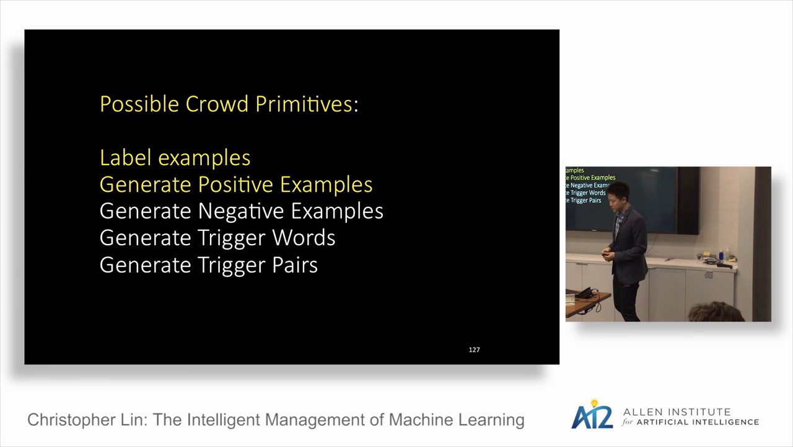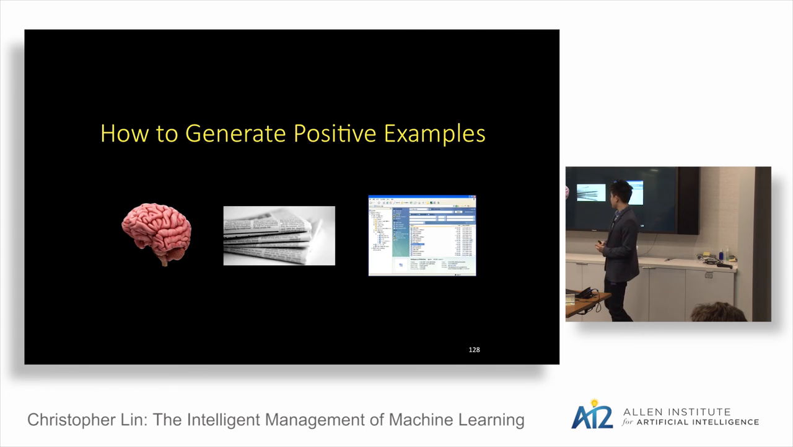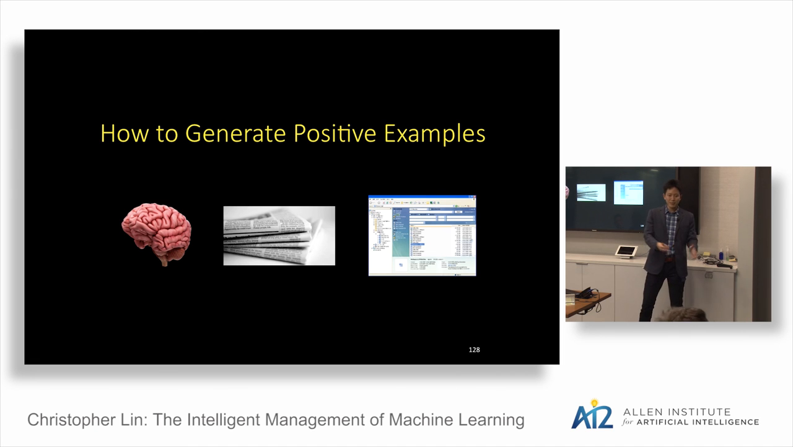And in our preliminary work, we've just focused on two of these primitives to see where it might get us, labeling examples and generating positives. There are lots of different ways that you could ask the crowd to generate positive examples, right? One of these ways is to just simply ask the crowd to use their brains and come up with sentences. Another way is to ask the crowd to go to the web, find me sentences on the web and on news and copy and paste them. Another way is to design a fancy search UI that allows the crowd to very quickly go through your corpus to find relevant examples.